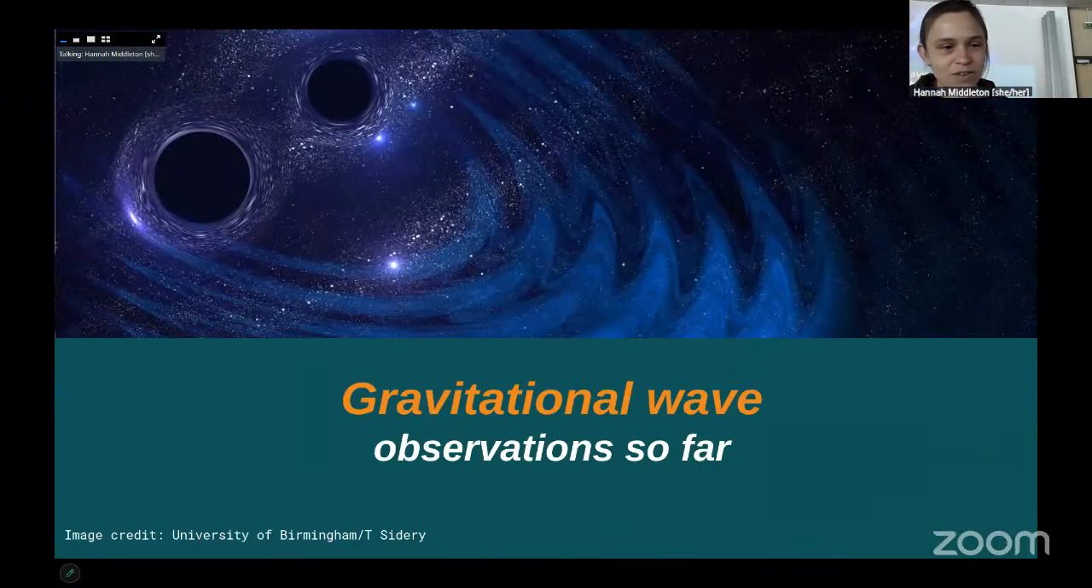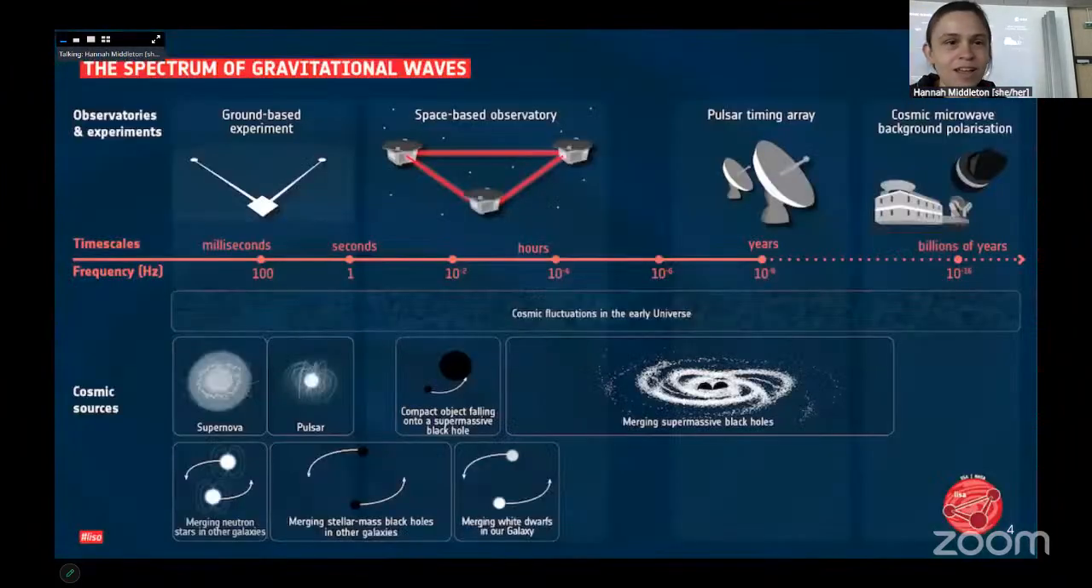Okay, so first, this is an overview of the gravitational wave observational windows. At the top, you see the different types of facilities for gravitational wave observation: ground-based, space-based like LISA, pulsar timing arrays, and the cosmic microwave background polarization experiments. I won't say anything about those because I don't know anything about that. Very, very low frequency.